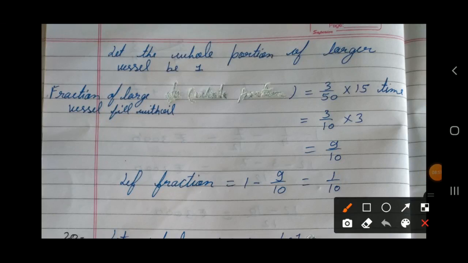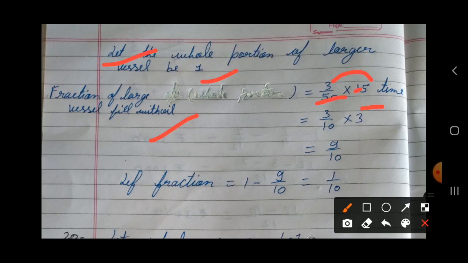Let the whole portion of the larger vessel be 1. In this case, the fraction of the large vessel filled with oil we can find if we multiply this 3 upon 50, which is the fractional form of the small vessel with the oil, and we drew out oil 15 times from the larger vessel. Both these we will multiply together. Okay, now start the solution.